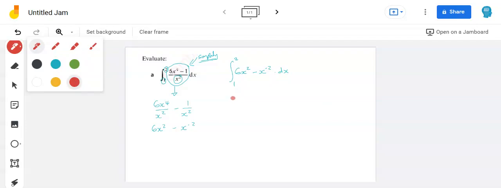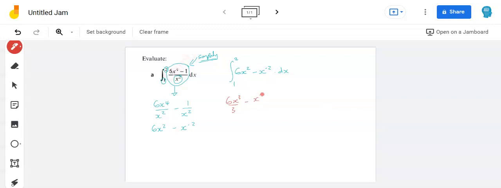So this becomes 6x to the power of 3 divided by 3 minus x to the -1 over -1. And we put all of this in a bracket with our starting and ending values being 1 and 2 respectively. I'm going to simplify this further so it's more manageable, and the negative and negative will become a positive. And I'm going to write x to the -1 as 1 over x.